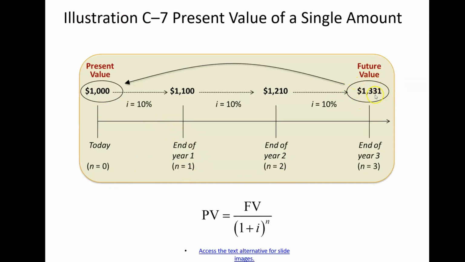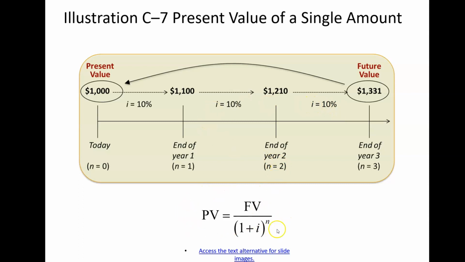So here we know it's going to be $1,331. The present value of $1,331 at 10% is $1,000. There's a formula for that because it's compounded interest, so it's not easy to calculate.